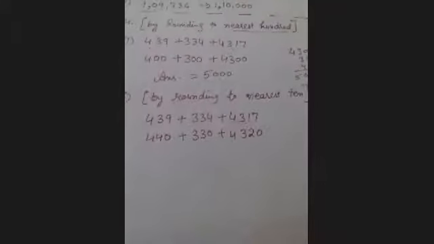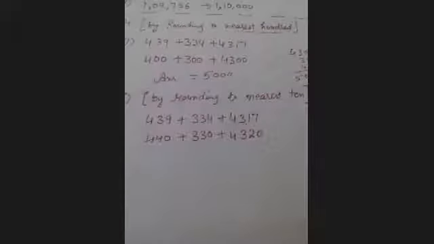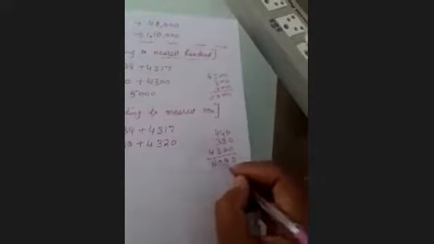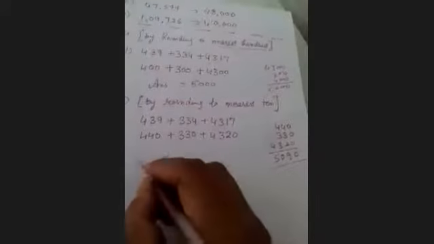Now find the sum. Add these three numbers, 440, 330, 4320. 0, 9, 5090. So our answer is 5090.